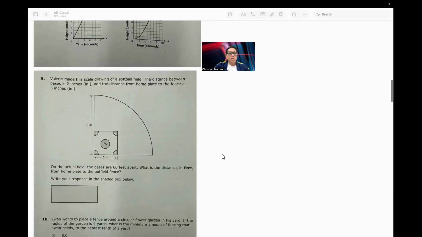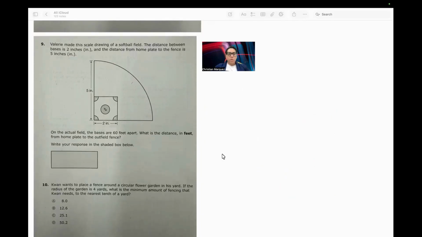Scroll down. Again, let's read the question. Let's find out what they're asking me. On the actual field, the bases are 60 feet apart. What is the distance? I need to find the distance in what? In feet. It's important. I need to find the distance in feet from the home plate to the outfield fence.